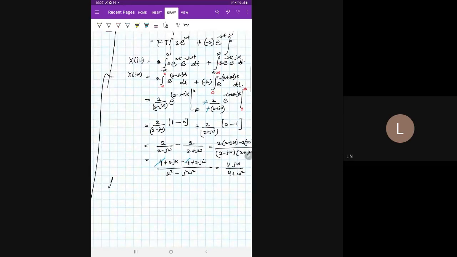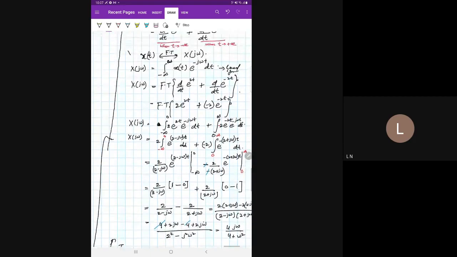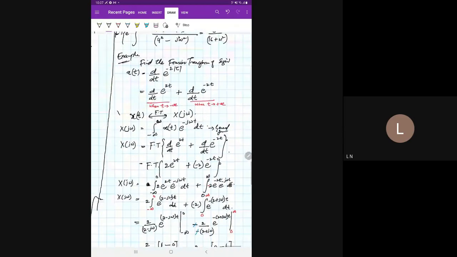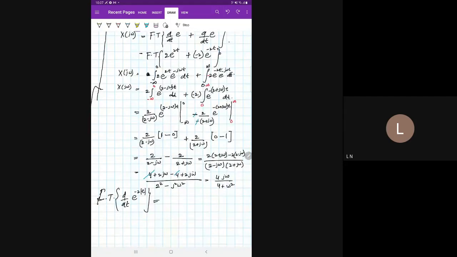Now see, therefore, the Fourier transform of d by dt of e raised to power minus 2t, okay, this is my question now. So this was my signal. It is equal to 4 times j omega divided by 4 plus omega square, and this is its answer. This is the answer of the problem.